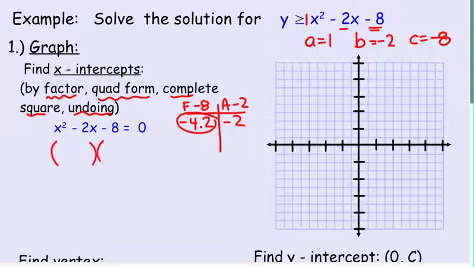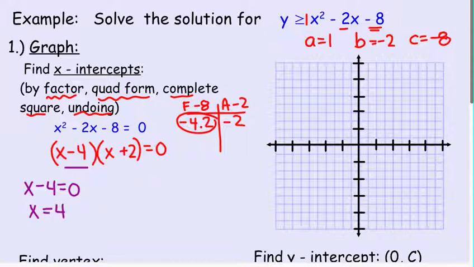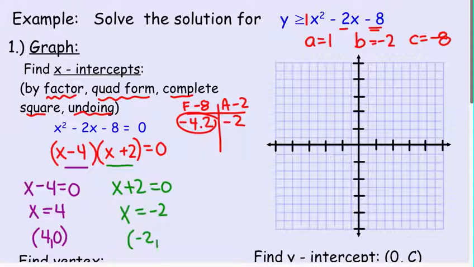And we're going to split up our x squared into an x and an x. And then it's -4 plus 2. So now we have this quadratic equation in factored form. We'll use the zero product property and set each factor equal to 0. So our first factor is x minus 4. Set it equal to 0 and solve for x. We're going to add 4 to both sides. So our x-intercept then is 4, 0. Our second factor is x plus 2. We set that equal to 0. So we're going to subtract 2 from both sides. So our other ordered pair on our x-intercept is -2, 0.